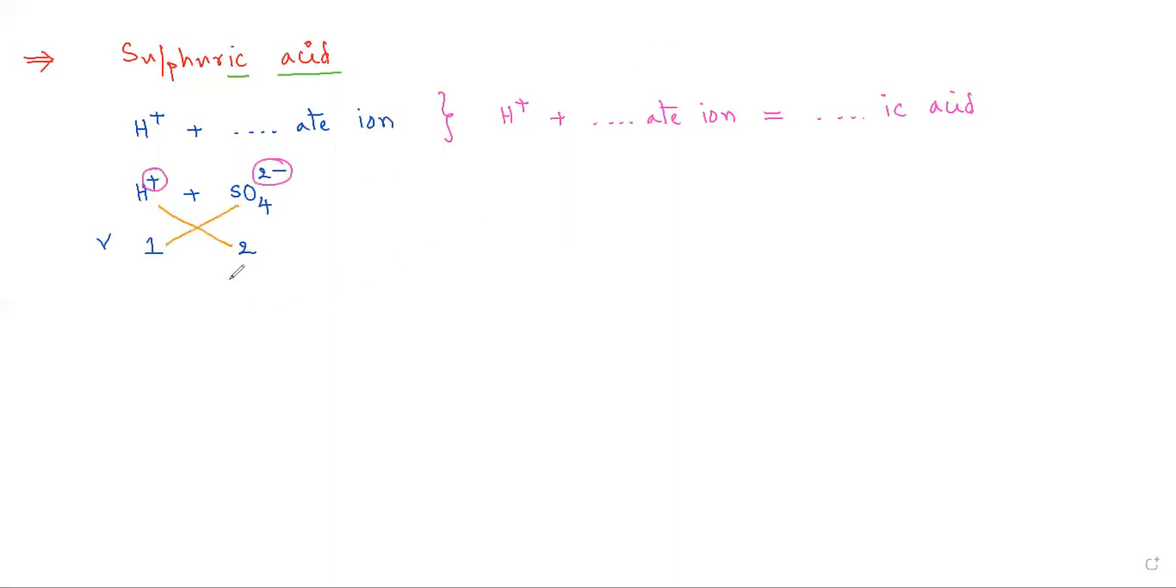Now the formula of sulfuric acid can be given as H2SO4. Okay. So that's how you can write the formula. Let me take one more.